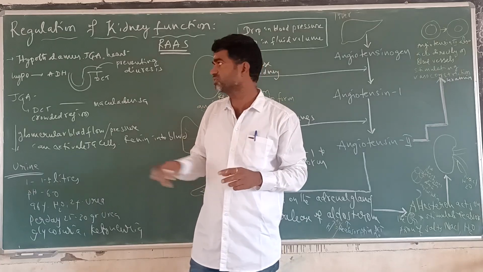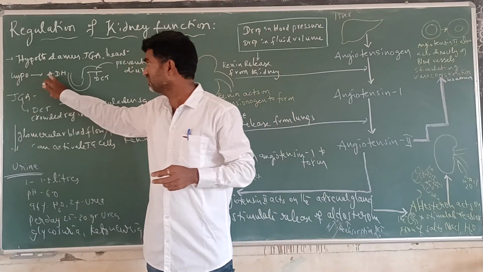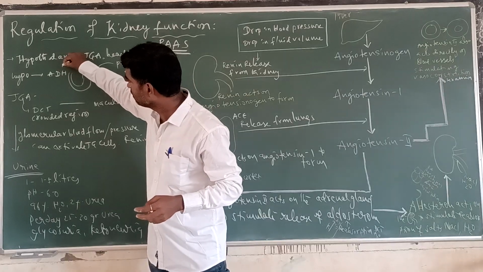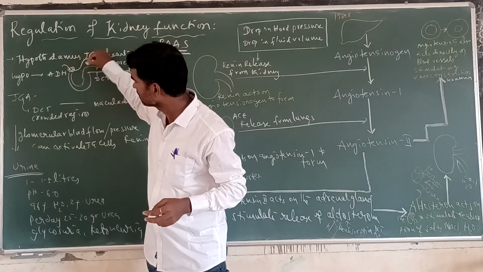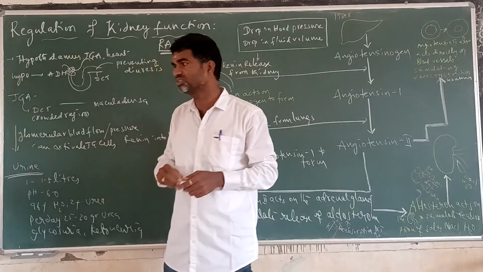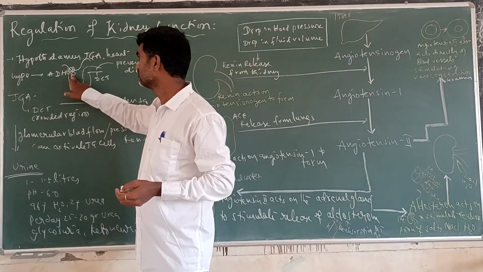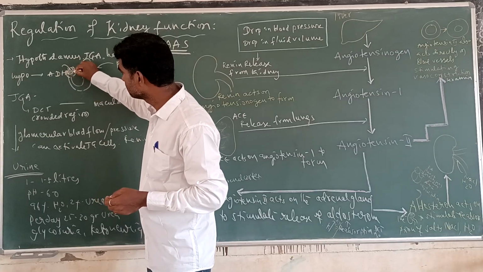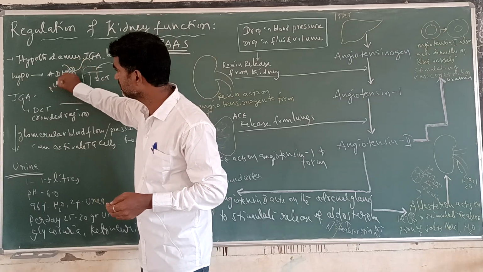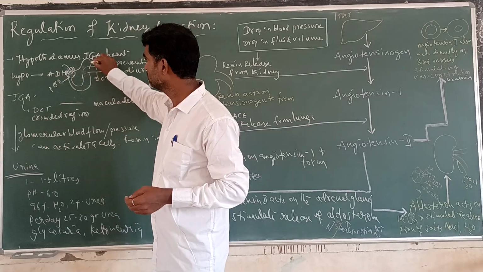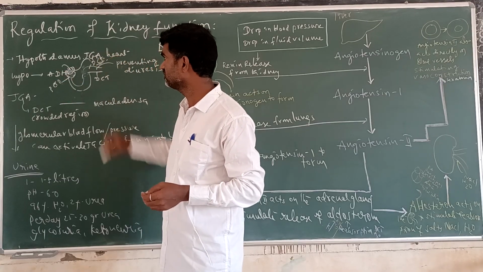Now, from the hypothalamus, it is called what here? Glomerulus, and below that region the cup-like structure is the Bowman's capsule. This is the Bowman's capsule. And this is the PCT, proximal convoluted tubule. It is the DCT, distal convoluted tubule.